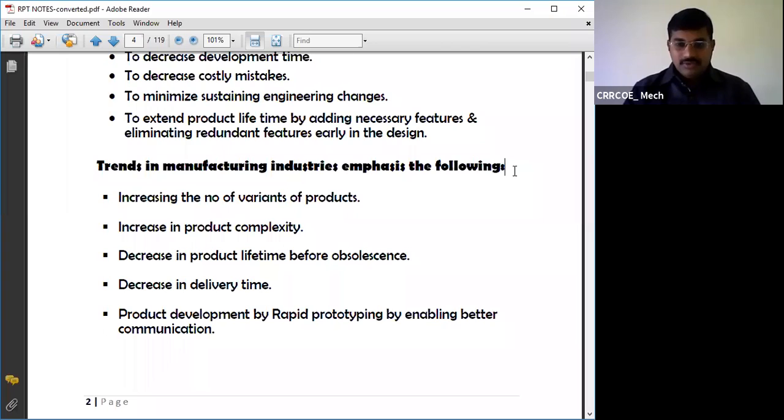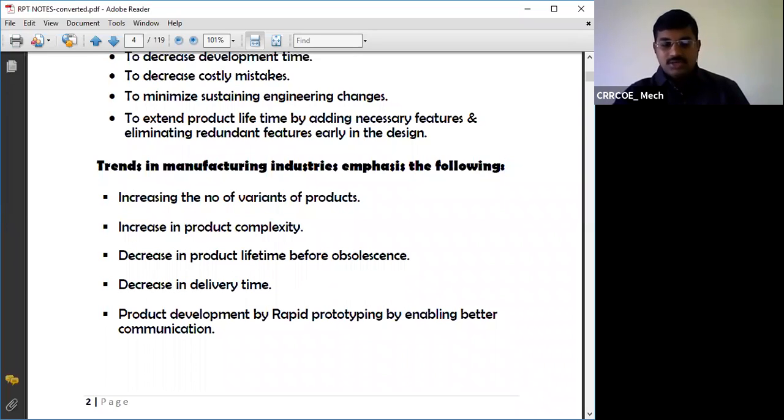That means how the customer is going to use that product: that is the functional requirement. And the engineering requirement is strength-wise, durability-wise, that is, property-wise, we are going to see. But the functional requirement is how the customer treats that product. Then, increasing the number of variants of the products, and increasing product complexity.